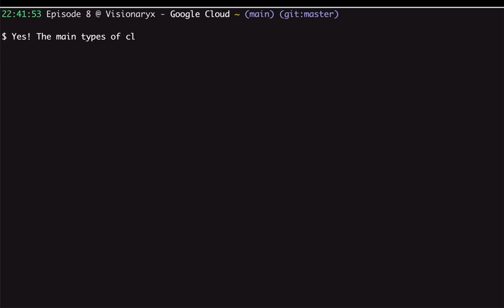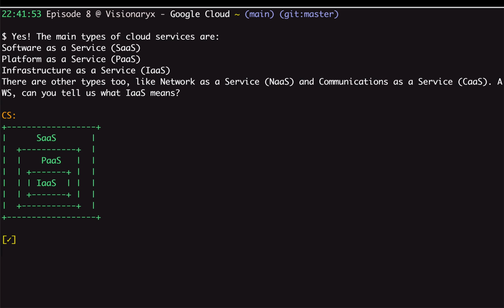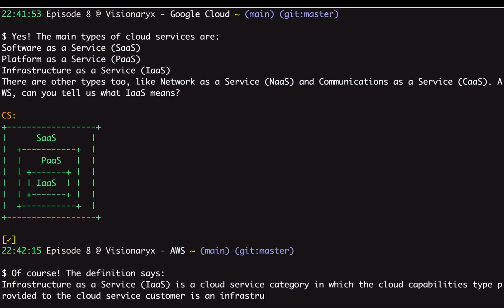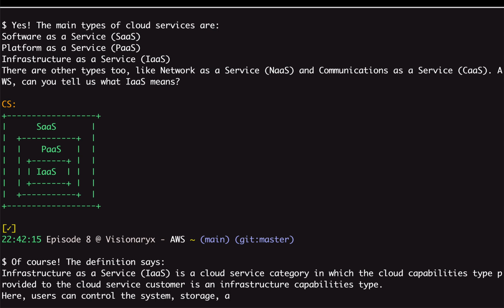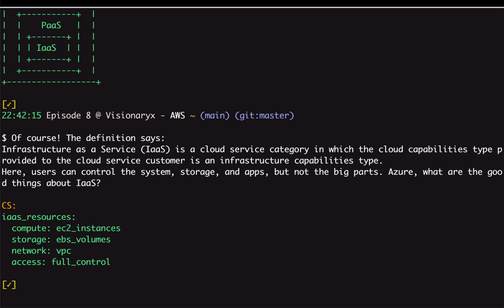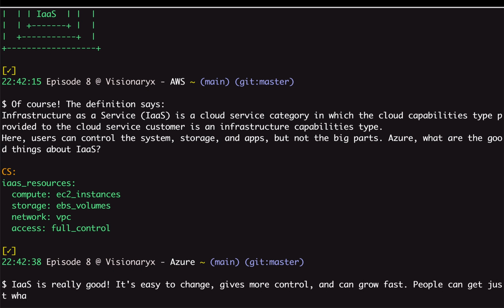It's really good. Yes. The main types of cloud services are software as a service, SaaS, platform as a service, PaaS, infrastructure as a service, IaaS. There are other types too, like network as a service, NaaS, and communications as a service, CaaS. AWS, can you tell us what IaaS means? Of course. The definition says infrastructure as a service, IaaS, is a cloud service category in which the cloud capabilities type provided to the cloud service customer is an infrastructure capabilities type. Here, users can control the system, storage, and apps, but not the big parts. Azure, what are the good things about IaaS? IaaS is really good. It's easy to change, gives more control, and can grow fast. People can get just what they need and save money.